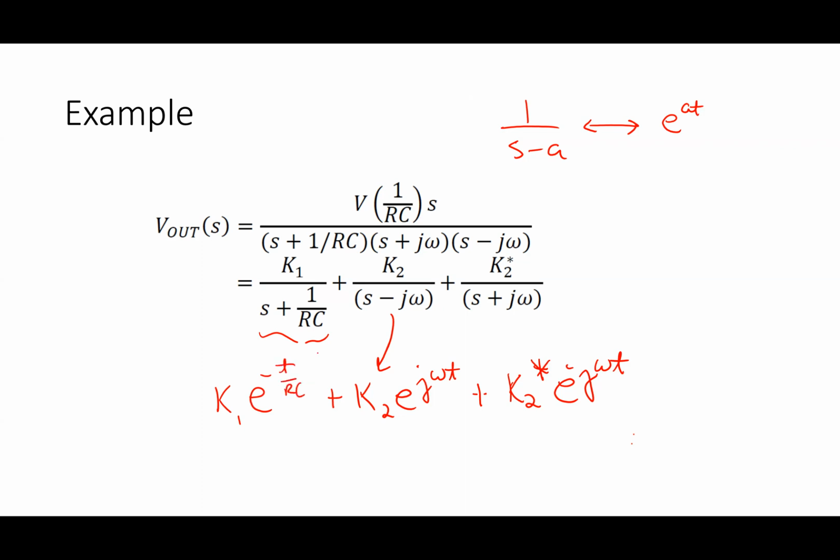You know enough from working with Euler's identity, whether you realize it or not, that this particular thing is going to end up being 2 times the magnitude of K2 times the cosine of omega t plus whatever the angle of K2 is. You would find out that that is the result, whereas I'm just saying in general that K2 is a complex number.